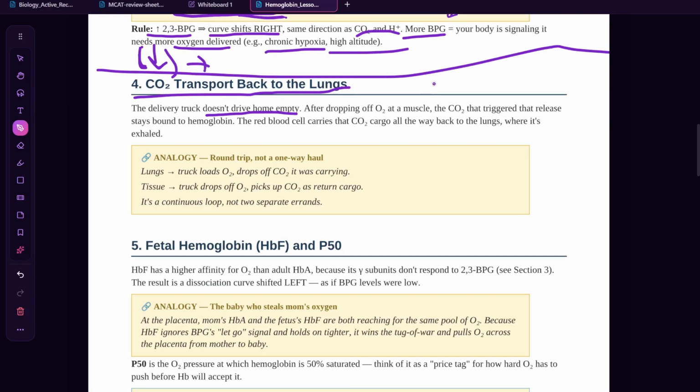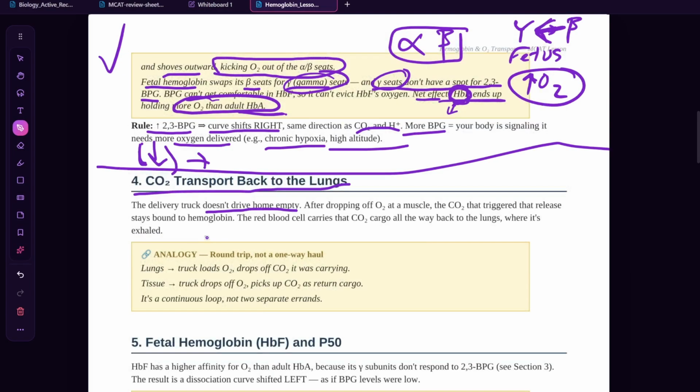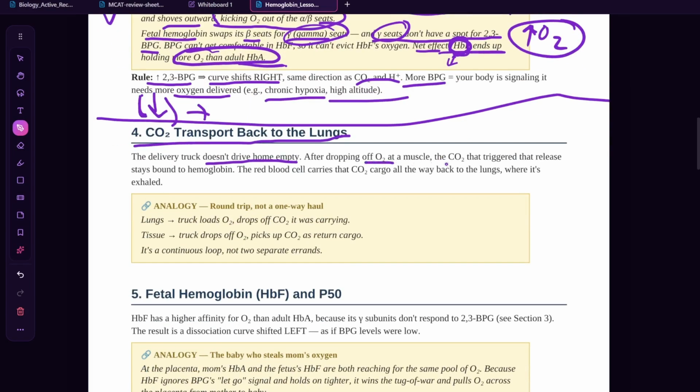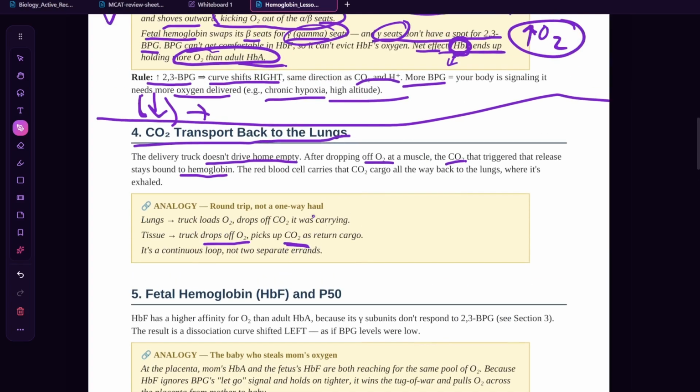So not only does your hemoglobin have oxygen in it and drop it off, afterward the CO2 that triggered the release stays bound to the hemoglobin. So what it's doing is it drops off loads of oxygen and picks up CO2 as it goes, right? So let's say it's dropping off to muscles that really need oxygen, you're exercising, and those muscle cells really need O2. So your heme is going to drop those off and then pick up CO2. So it doesn't just drop off, it also picks CO2 up.